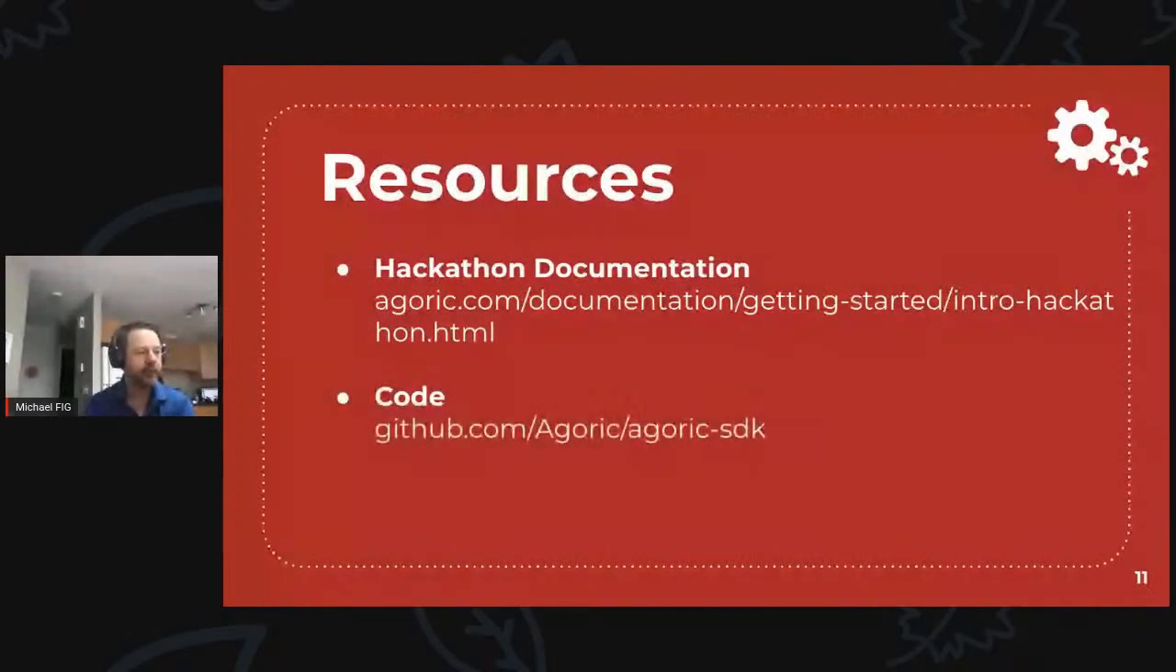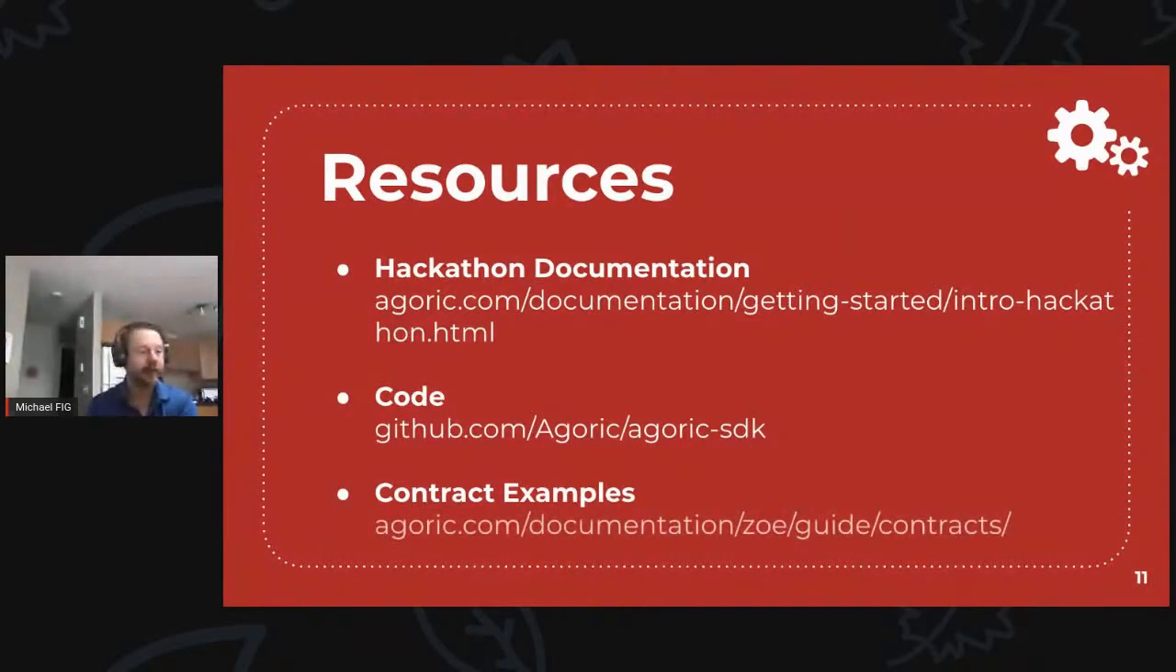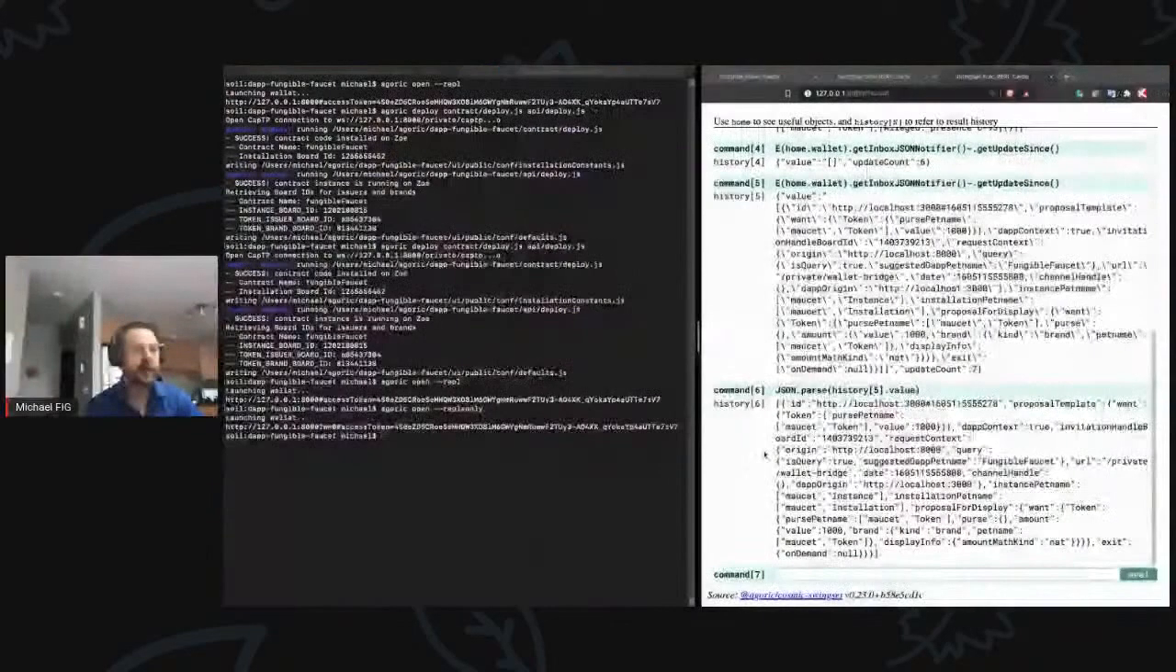Finally, the code for all this stuff is in the Agoric SDK. The dApp wallet that I pointed out before is in that SDK. And contract examples, I should replace this and say dApp examples are really important. Just go to the Agoric GitHub and search for dApps. I'll show you how that looks.